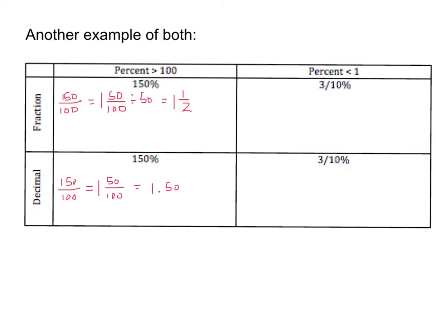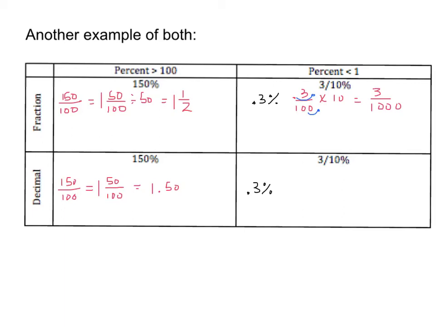Now, for the percentage less than 1, it's got 0.3% here. So that means I'm going to have 0.3 over 100. I want to get rid of the decimal, so I'm going to multiply numerator and denominator by 10, which is going to move my decimal 1 place to the right. So that will give me 3 over 1,000. And since 3 is a prime number, it cannot be reduced any further, so it will just be 3 1,000ths.